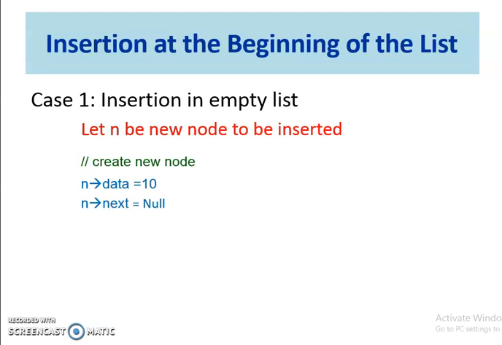Let us see the insertion of a node at the beginning of the list. The first case is the insertion can be done in the empty list. Consider n be the new node to be inserted. The first step is to create a new node by setting the data and the next field. Here the data field is set to 10 and the next field is set to null. This is how a new node is created.